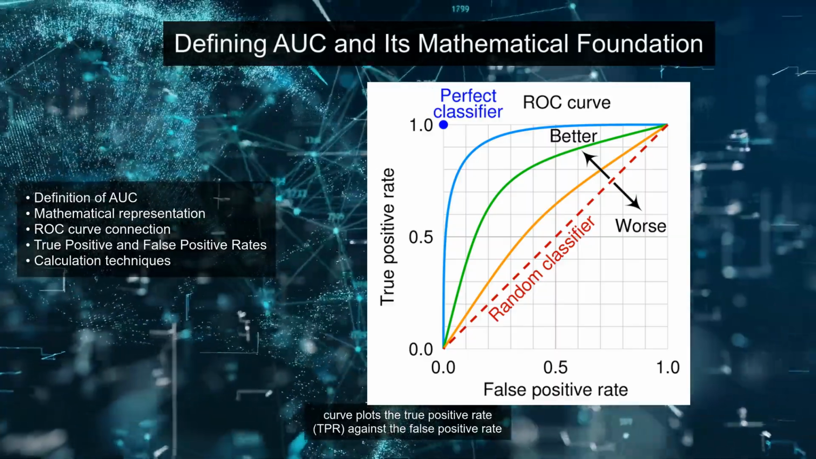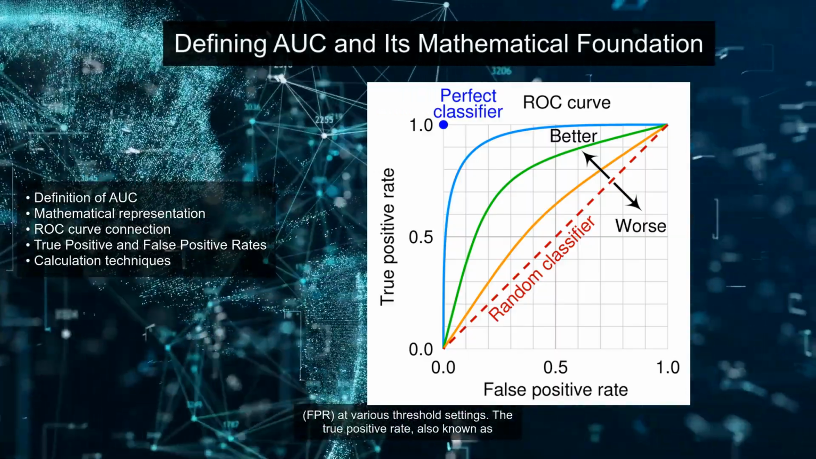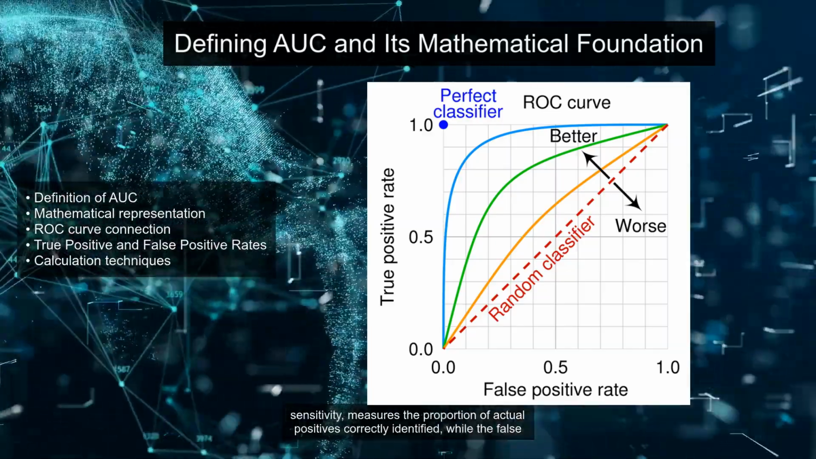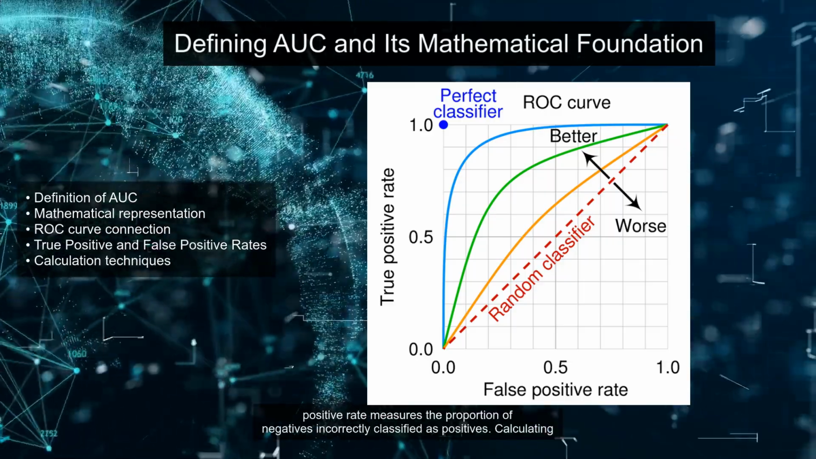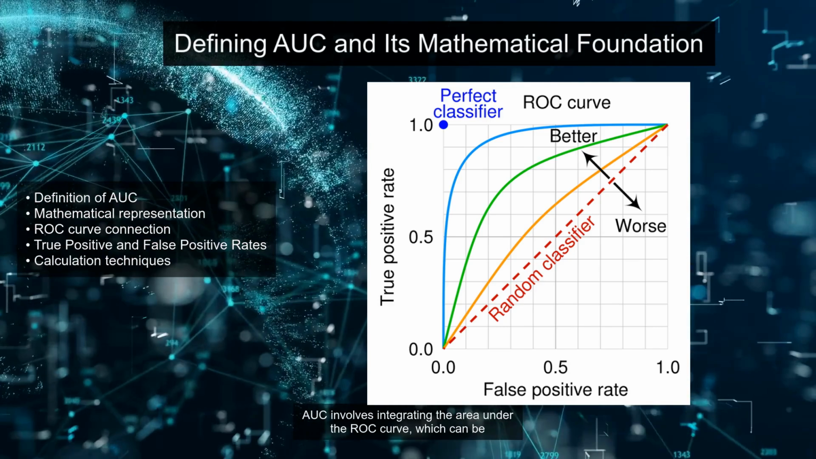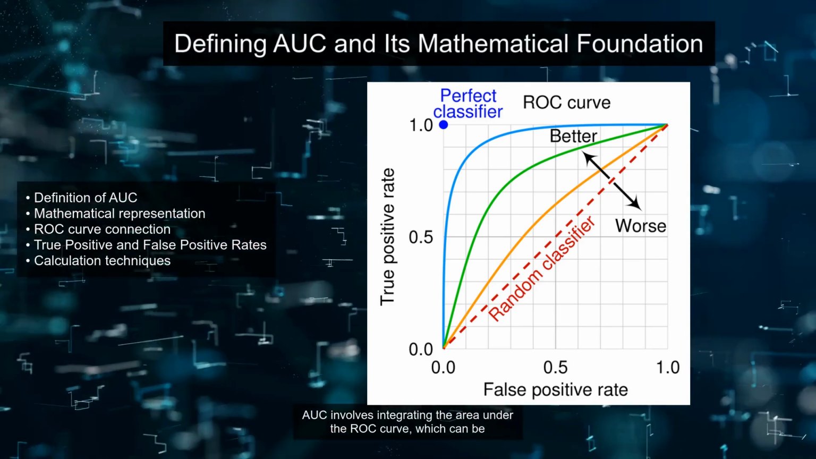The ROC curve plots the true positive rate, TPR, against the false positive rate, FPR, at various threshold settings. The true positive rate, also known as sensitivity, measures the proportion of actual positives correctly identified, while the false positive rate measures the proportion of negatives incorrectly classified as positives.